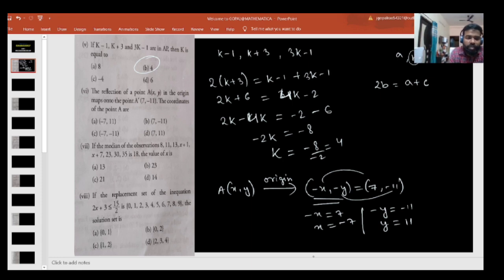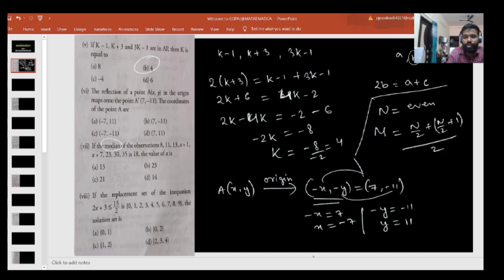Now the third question is from central tendency, and the question is based on median. Okay, so we have a few formulas for median. When the number of observations, that is n, is even, we have one formula, and if it is odd, then we have another formula. If it is even, the median M is equal to the n by 2 th term plus the n by 2 plus 1 th term, whole divided by 2. So we need to see first whether this is even or odd.